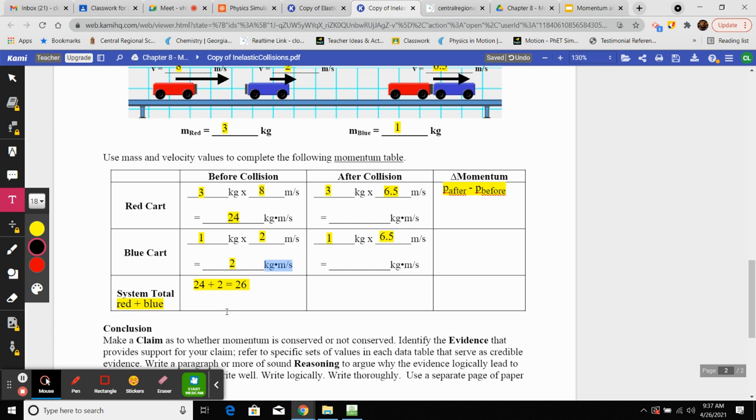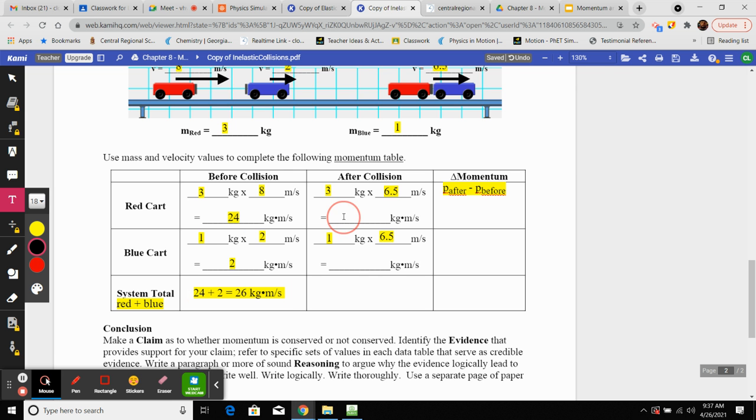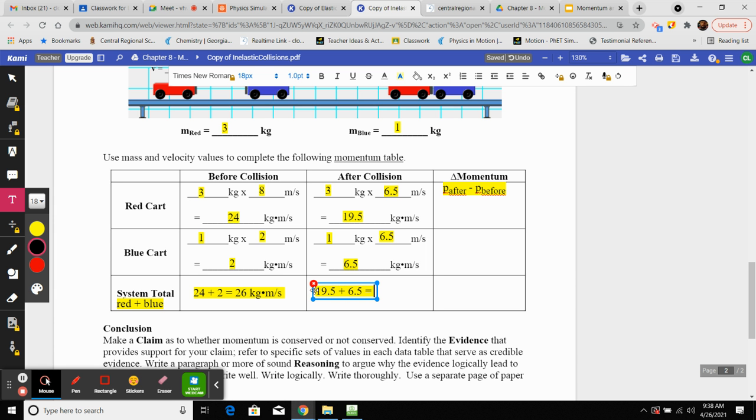I'm going to highlight this so I can use it again. Kilogram meters per second. So when you multiply this, you get an answer. You multiply this, you get an answer. When you add those two things together, it should also become 26. What did you say it was? 6.5. Times 3 was what? 19.5? Yeah. Okay, so this was 19.5, and then obviously 1 times this is 6.5. So I'm going to add 19.5 plus 6.5, which equals 24. Sorry, I lied. 26.